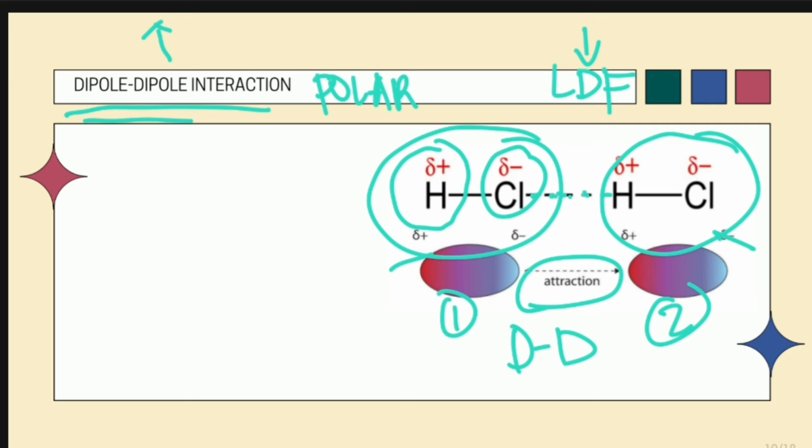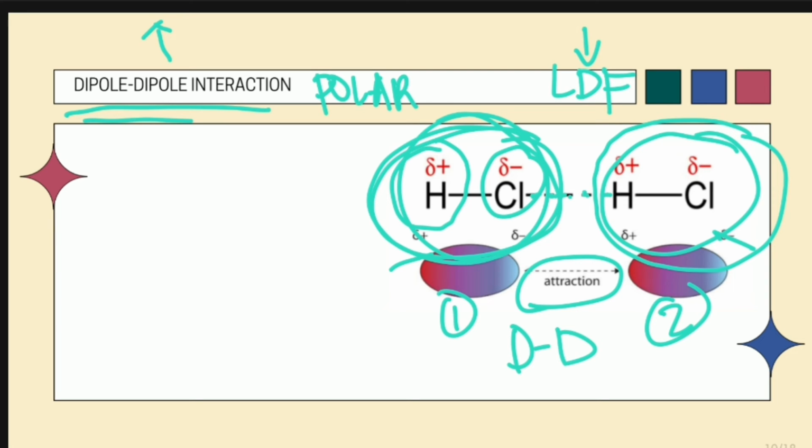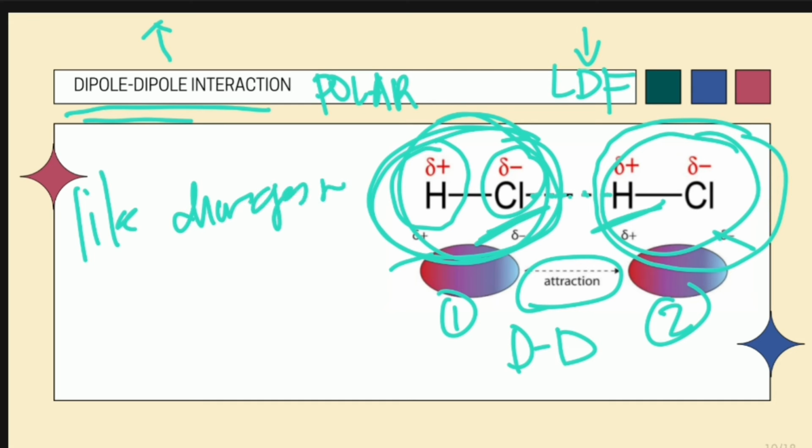As you notice, lagi ito sa loob ni hydrochloric acid molecule, naka-attract yung positively charged sa negatively charged. Ngayon, kung itong isang buong molecule ni HCl ay makikipag-attract doon sa isang molecule ulit ni hydrochloric acid or HCl, yung negative ng isang molecule, i-attract niya yung positive ni isang molecule. Thus, like charges repel, and unlike charges attract.